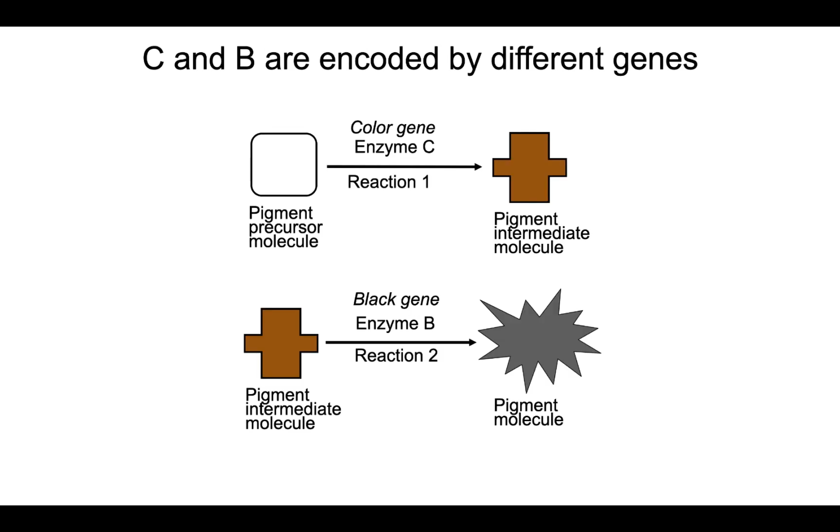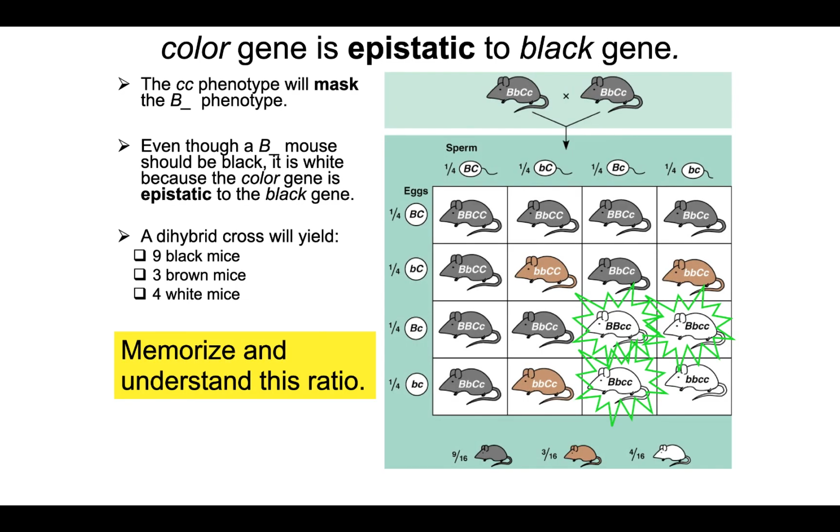Let's say that each of these two proteins is encoded by a separate gene. We've got the color gene that encodes enzyme C, and the black gene that encodes enzyme B. But you need that color gene to make enzyme C to get that brown pigment. Without it, there's nothing for enzyme B to turn into a black pigment. And this is the basis of epistasis.